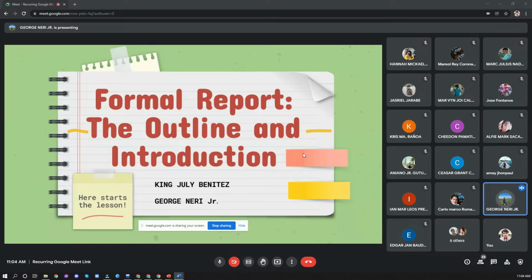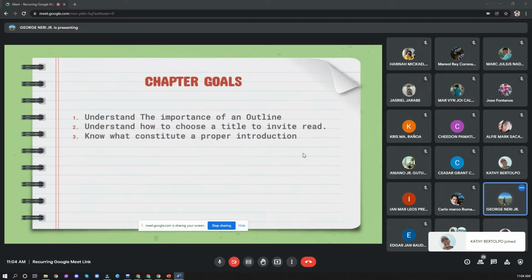Our report is the formal report, the outline and introduction. Chapter goals: number 1, understand the importance of an outline. Number 2, understand how to choose a title to invite readers. And number 3, know what constitutes a proper introduction.